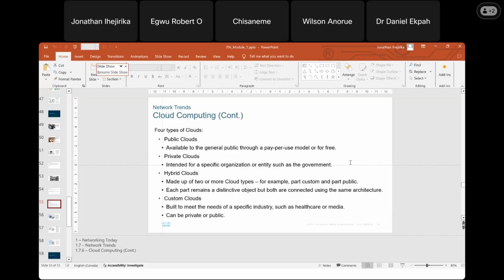Especially private organizations and the government make this particular private cloud. We have the hybrid cloud. They are made up of 2 or more cloud types. For example, part custom and part public. So when we say part custom, a bit private and also a bit public. And each part remains a distinctive object, but both are connected using this.